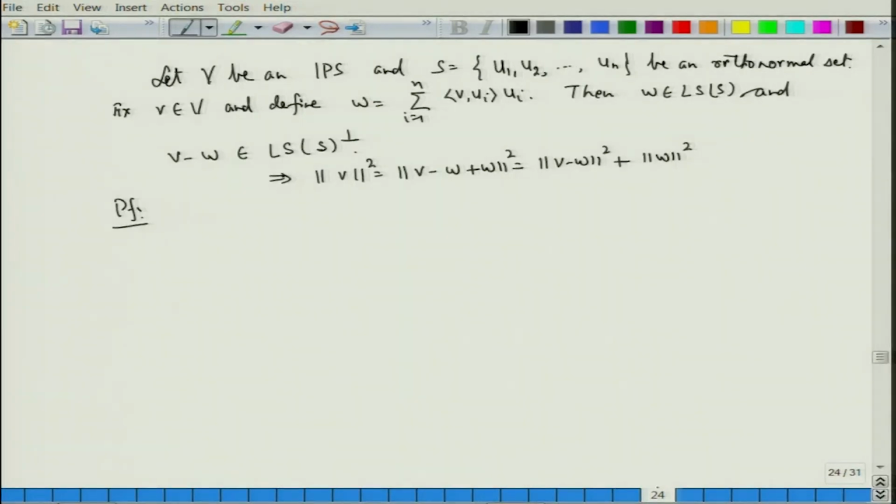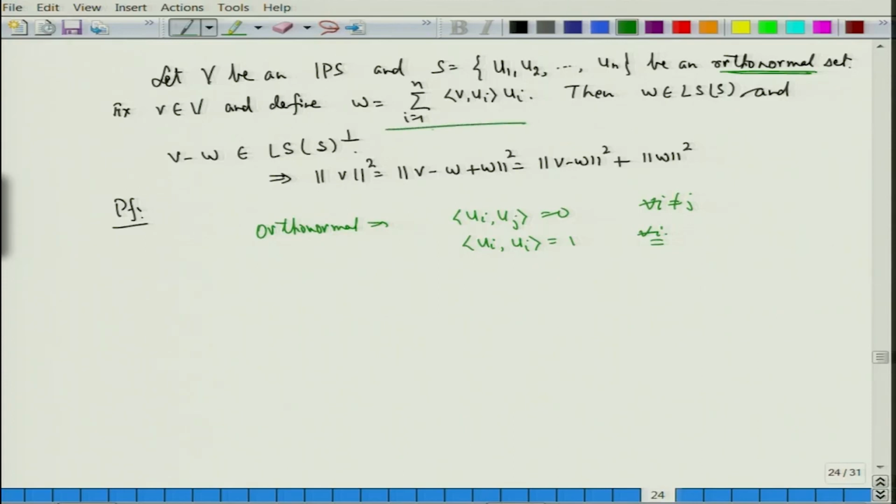So the first thing we are saying here is that S is an orthonormal set. Orthonormal means the inner product of ui and uj is 0 for all i not equal to j, and the norm of each vector is 1 for all i. This is what it means. Fine. Now we are looking at w. W is a linear combination of elements of S. Fine. This is what it says here.